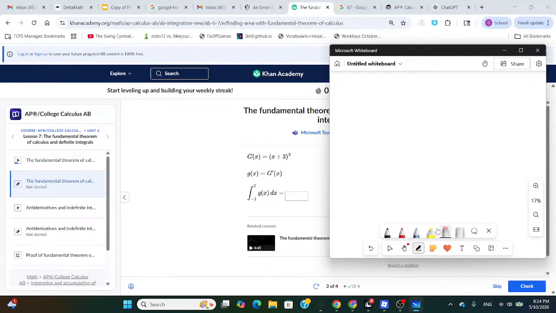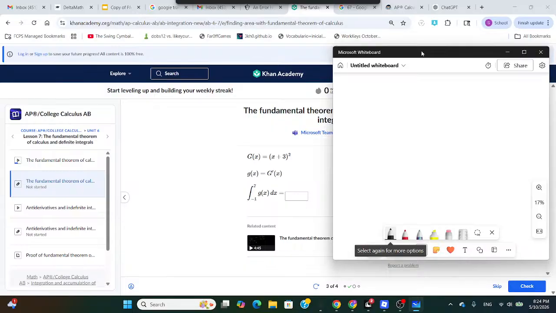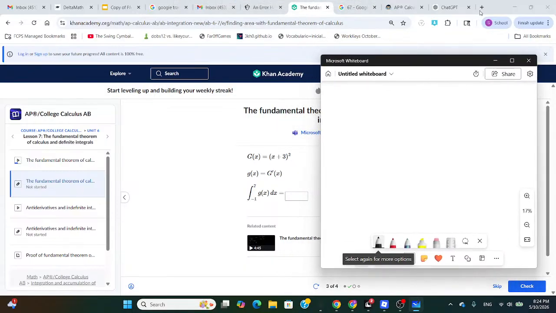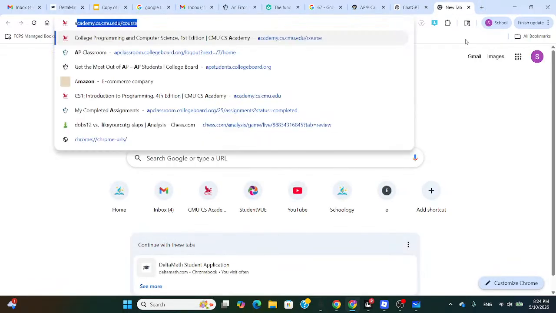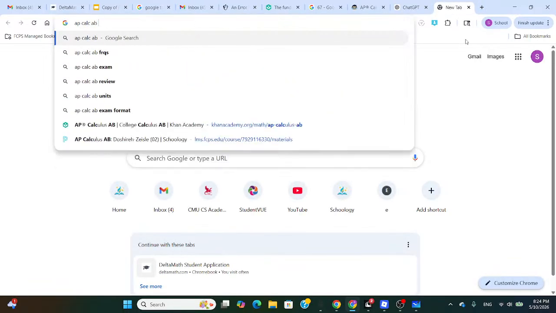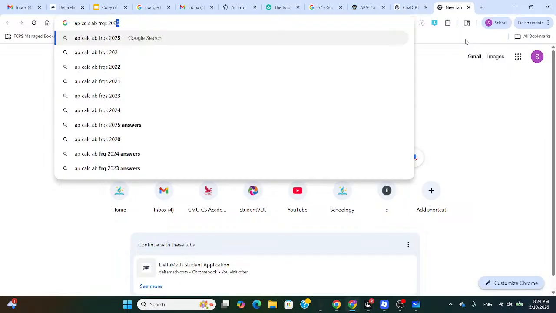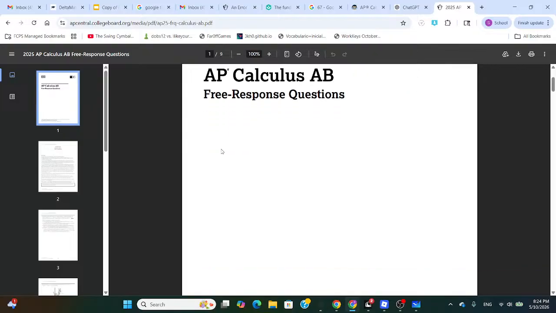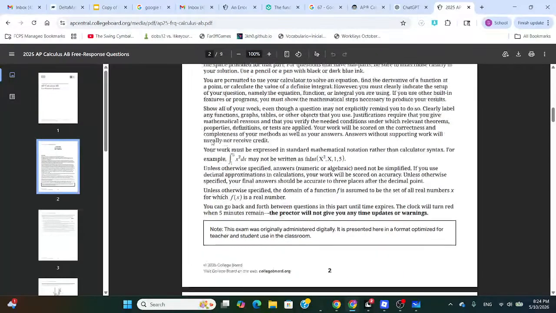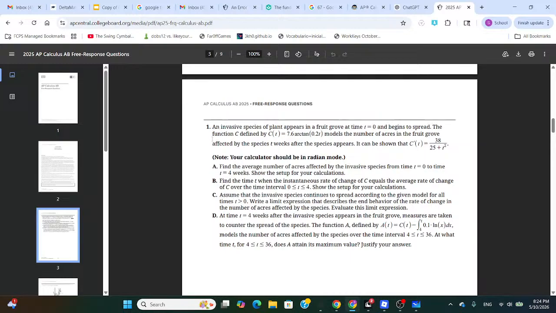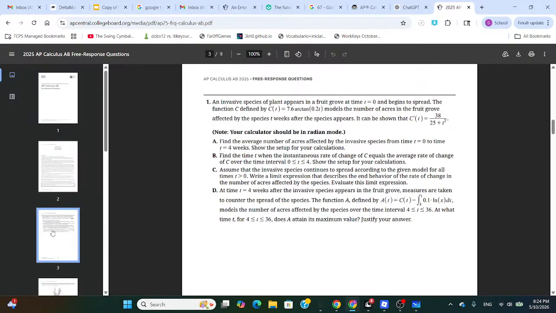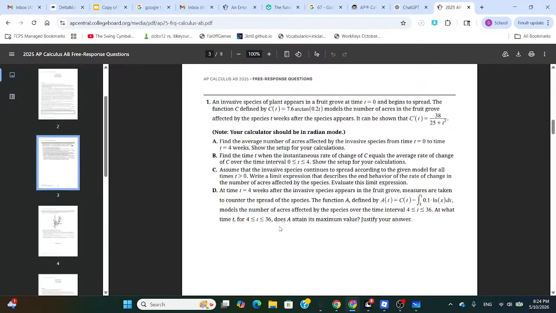Oh, I'm not even at the hard part yet. I have to do u-sub, bro. Wait, actually, let's do, you know what? I think this will be better. FRQs for 2025, last year's AP Calc free response questions. Oh, okay. So this is the stuff right here. All right. We're gonna change it up a little bit.